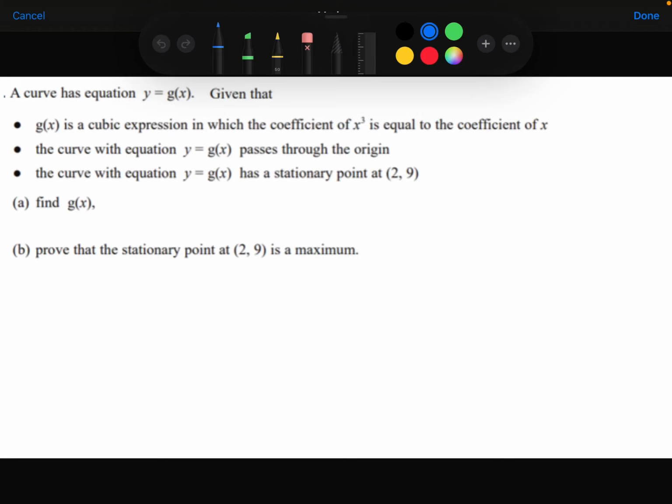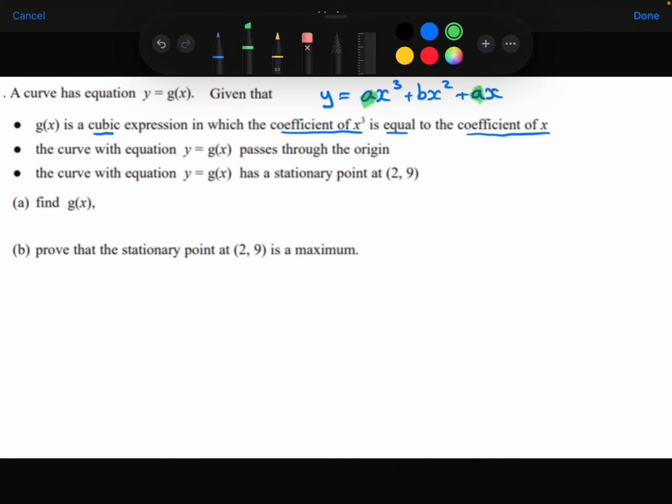The curve has equation y equals g of x. Given that g of x is a cubic expression in which the coefficient of x cubed is equal to the coefficient of x. So that's making me think a cubic expression, so we need something x cubed plus something x squared plus something x, and so on. Now we're told that the coefficient of x cubed is equal to the coefficient of x.